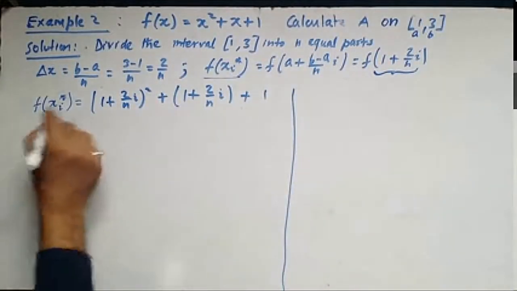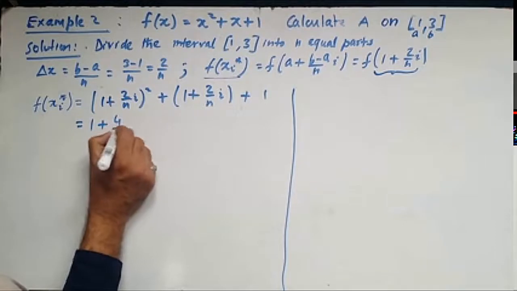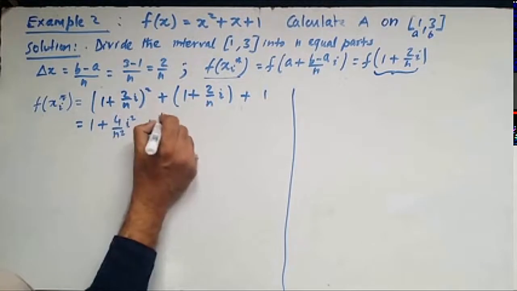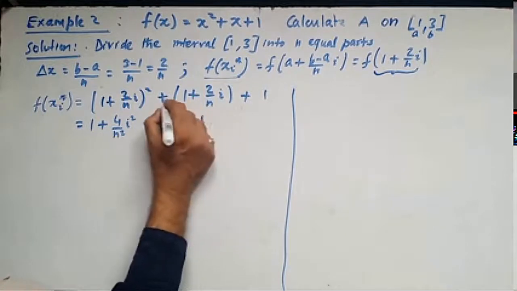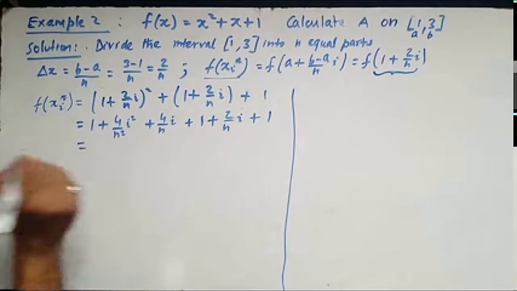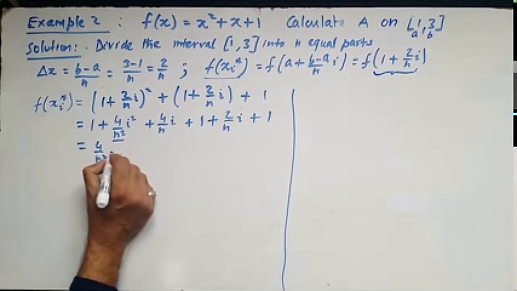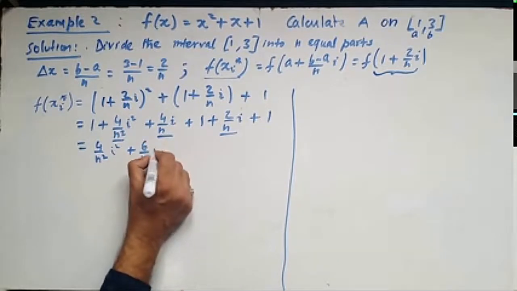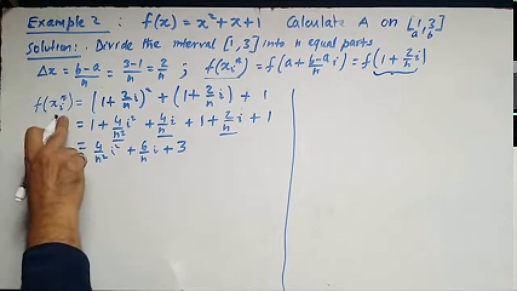Now we will just have to expand the expressions, so this will become 1 plus 4 by n squared i squared plus 2 into 2, that is 4 by n i, plus 1. This is nothing, no expansion at all, it remains the same, and plus 1. So what we get is 4 by n squared i squared plus 4 by n i and 2 by n i is 6 by n i, and 1 plus 1 plus 1 is 3. Okay, so this is the value of f(x_i).